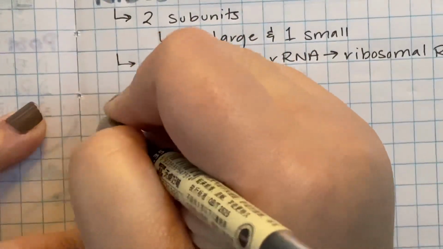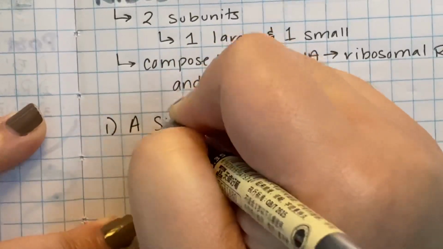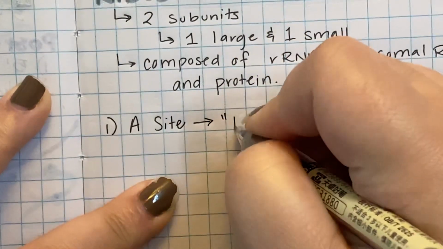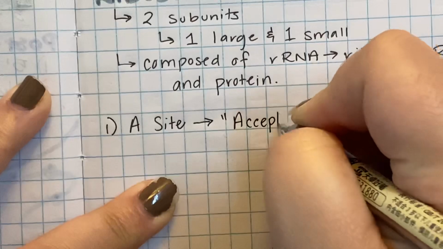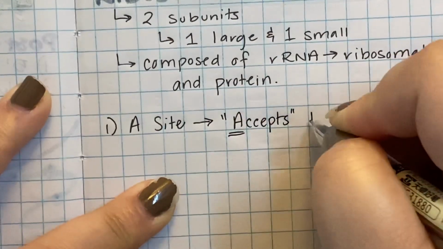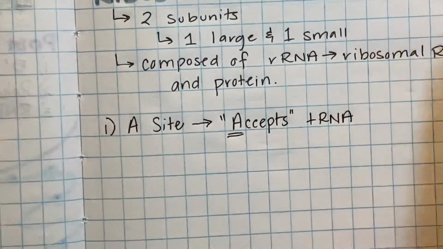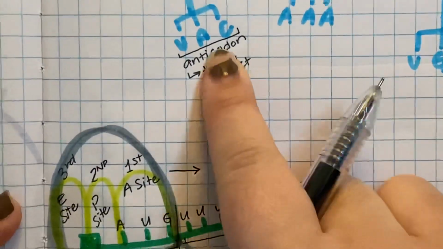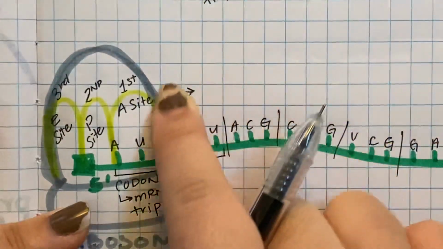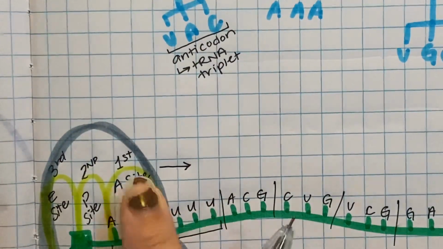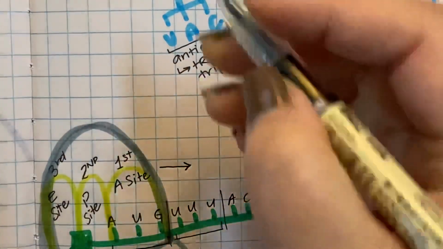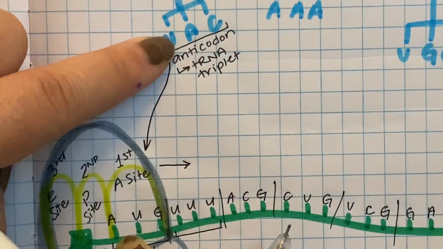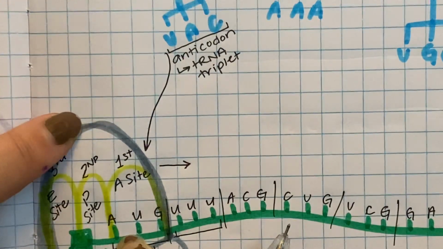So we have first the A site. The A site accepts the tRNA. So the A stands for accepts tRNA. We have these free tRNAs. The only time this tRNA can bind to this codon is when this codon is in the A site. So now that AUG is here, this tRNA would come over, it would match up its anticodon to this codon, and then it would drop off its amino acid right here.